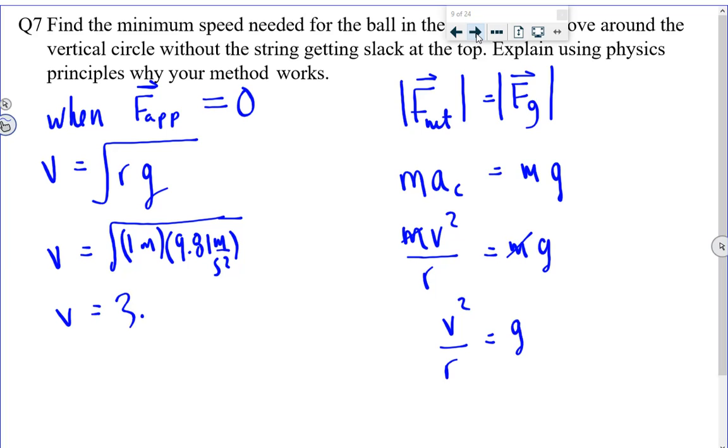I need somebody to let me know what you get for the first decimal place of this answer. 3.1. Thank you, you guys. So if you tried to swing it around at 3.0 meters per second, it would not be successful.